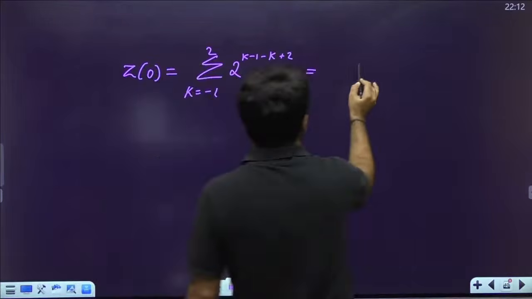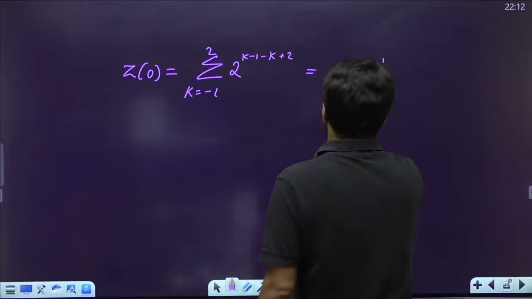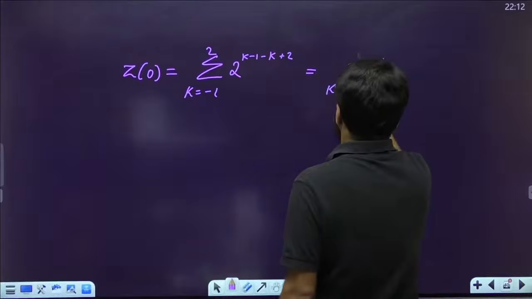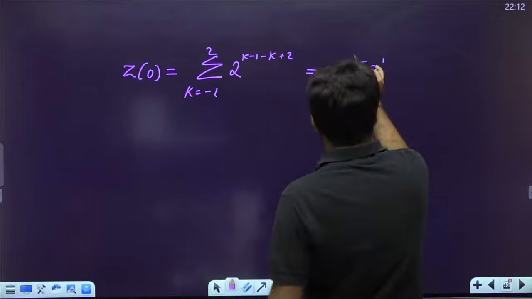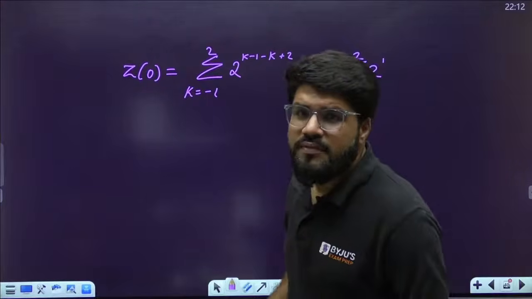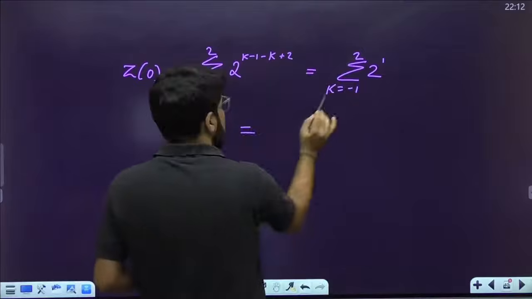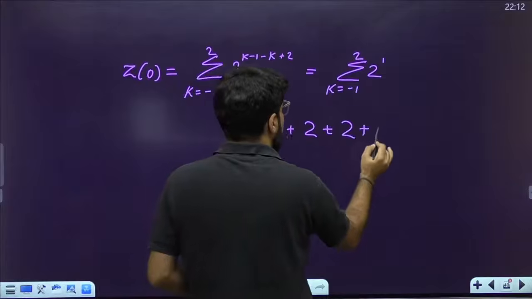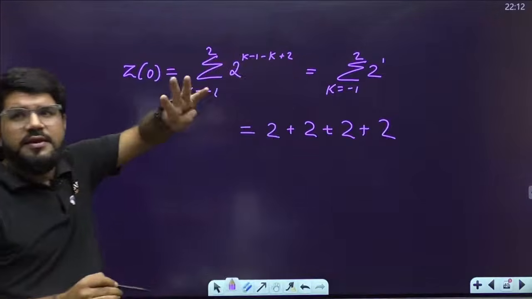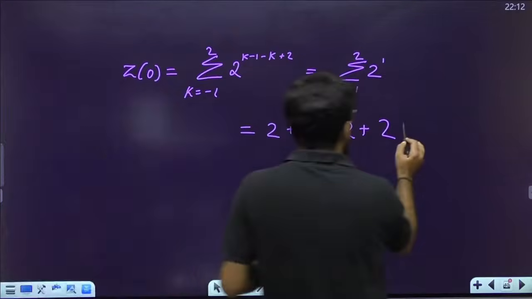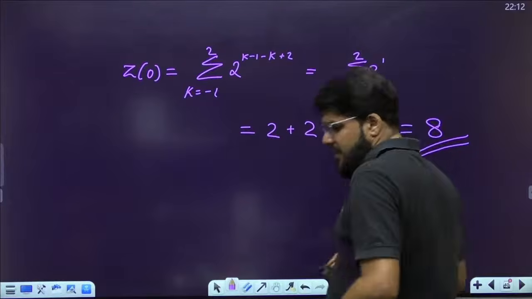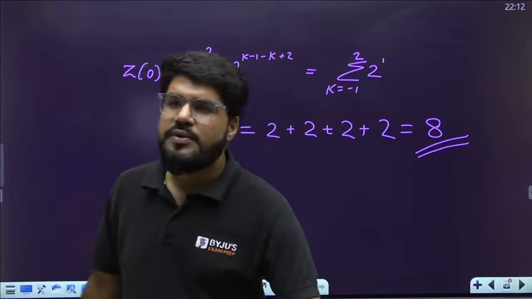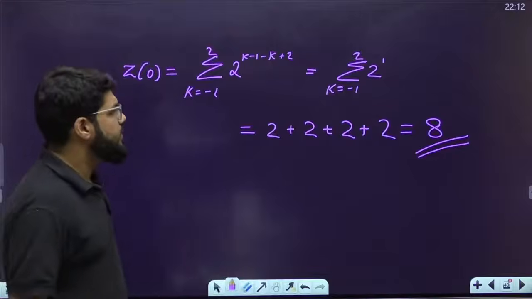So what is left is the summation of 2 raised to the power plus 1, which is constant. It doesn't depend on k; whatever the value of k, it will be constant. So k equal to minus 1, 0, 1, 2: 4 values of k are there. So 2, 2, 2, 2 added 4 times. The answer for the question is equal to 8.